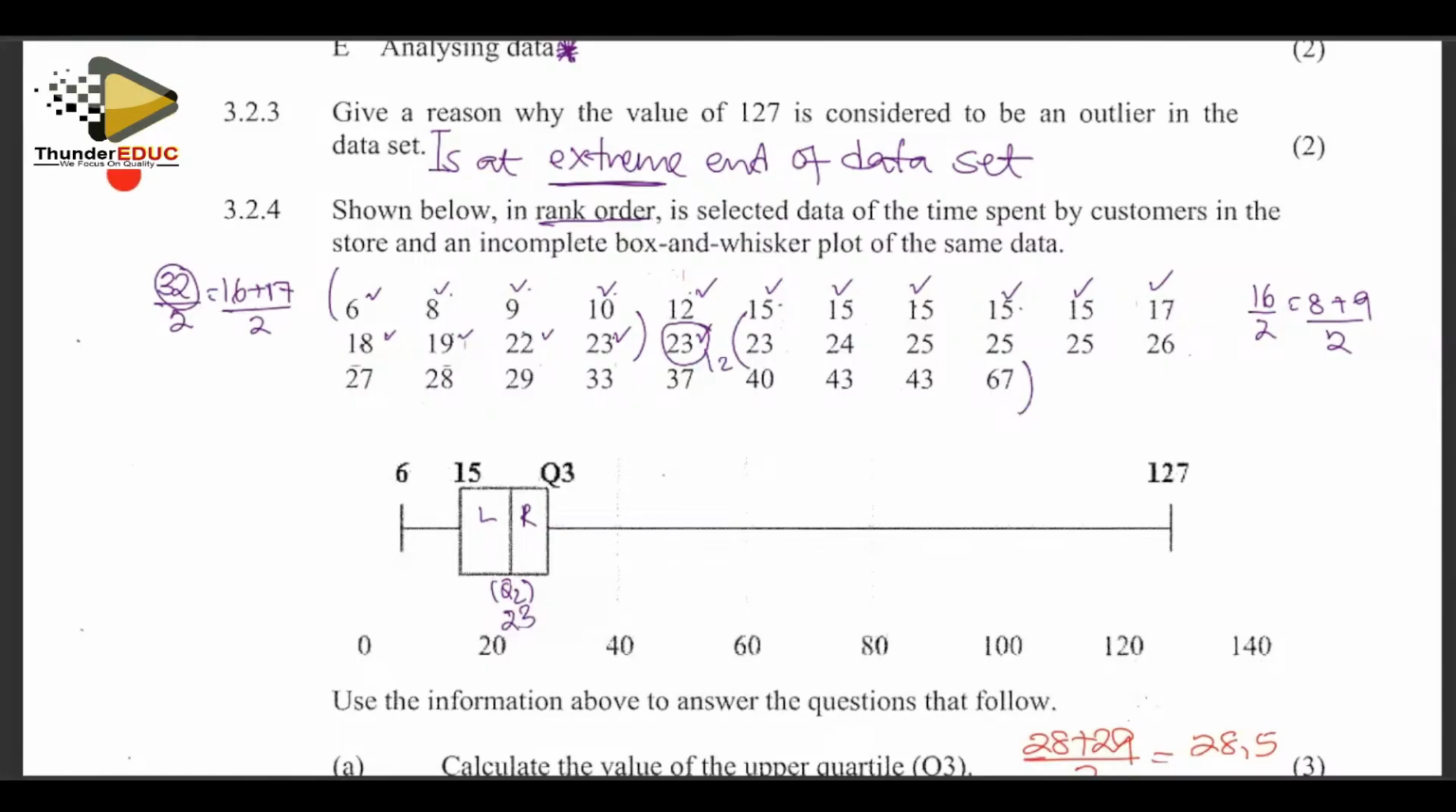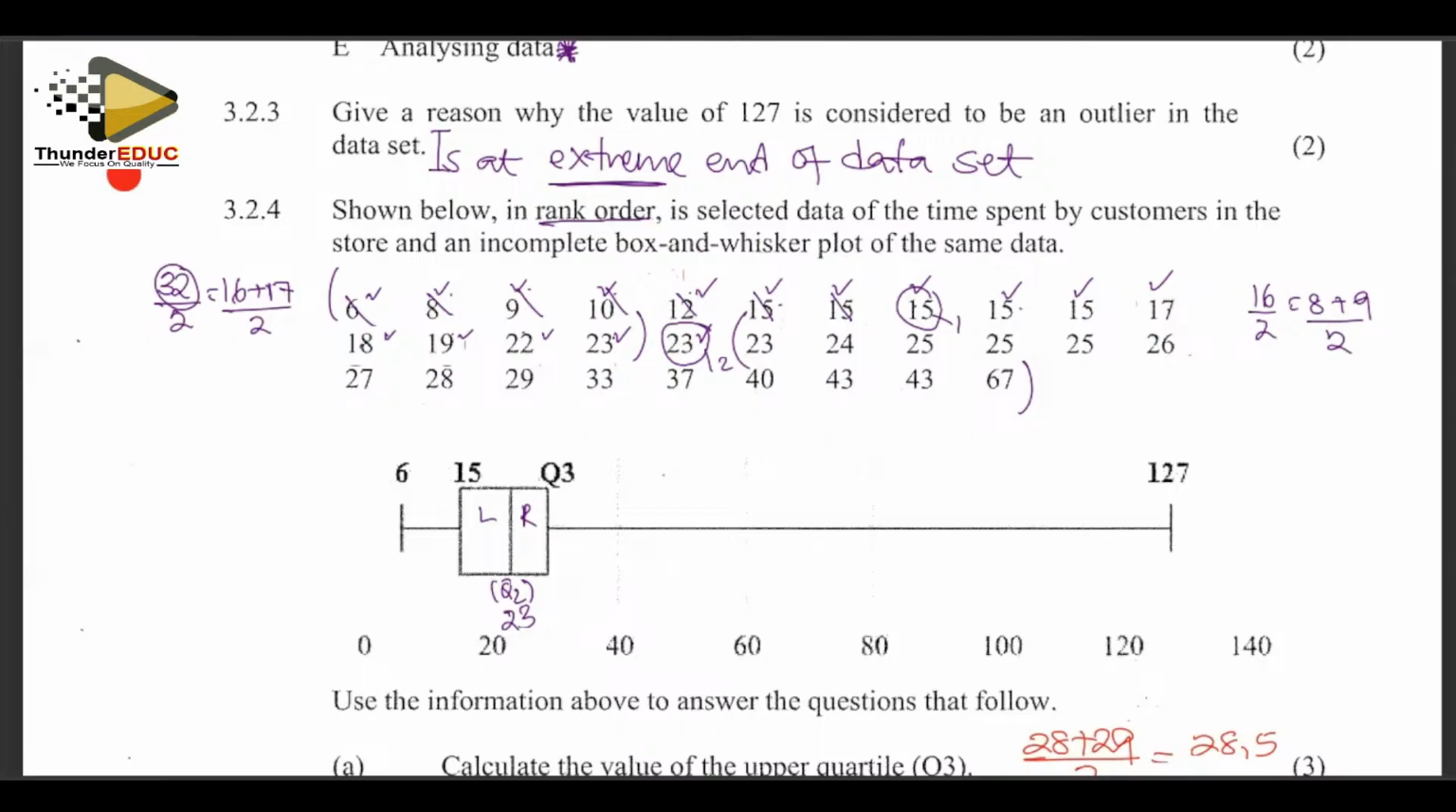So 15 also divided by 2, that means the eighth number will be our median, Q1. So we shall say 1, 2, 3, 4, 5, 6, 7, 8. So we remain with 7 numbers on both sides, because 7 plus 7, you get 14, plus 1, you get 15. So our Q1 is 15.